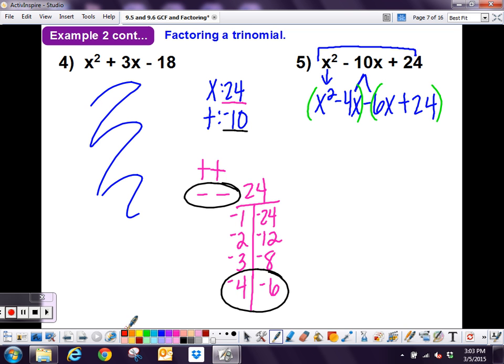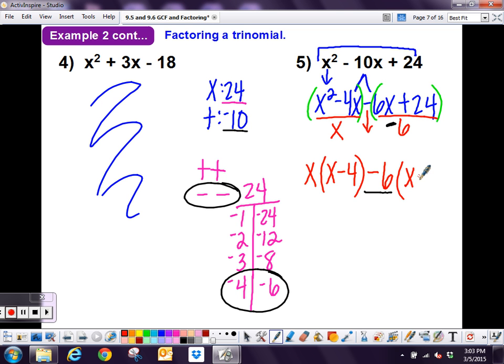And let's look at that first group. So the first group, it looks like I can take out an x. So I'm going to take that x out, and I'll be left with x minus 4. Okay, I'm going to bring this minus sign down. Now I'm going to look at the second group. Looks like I can take out a 6. Okay, but remember, because we brought this minus sign down, we're really taking out a negative 6. Okay, so that's going to leave me with x minus 4.